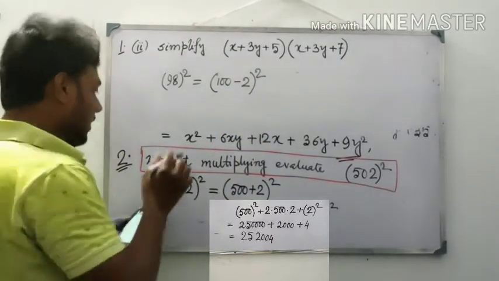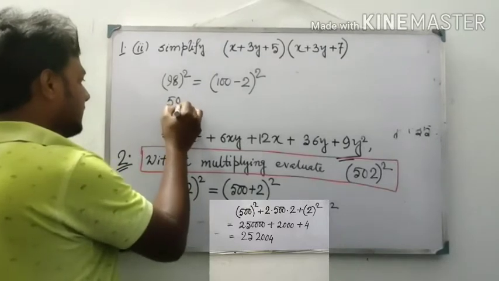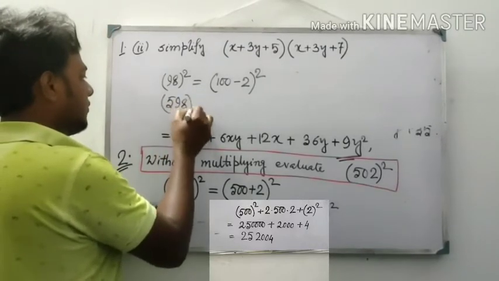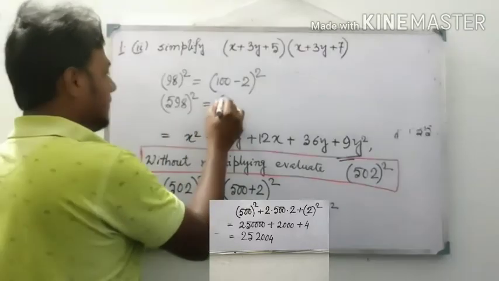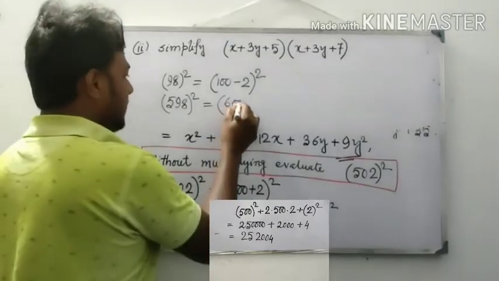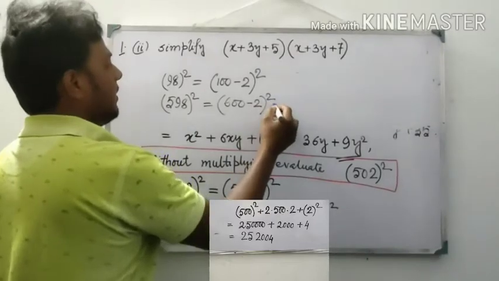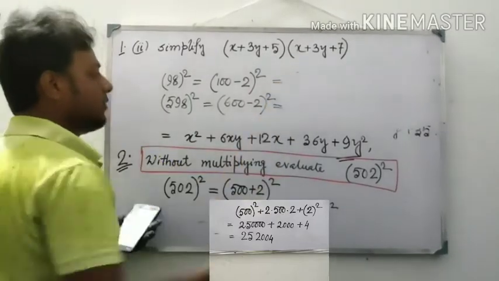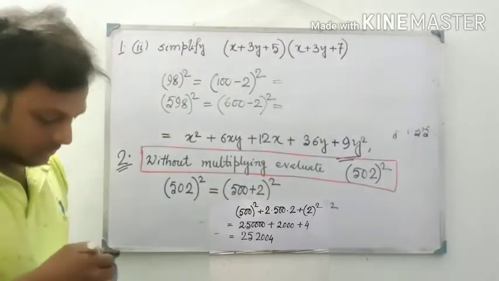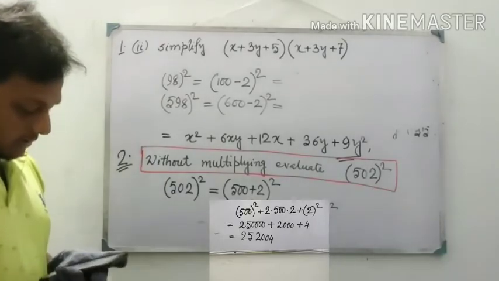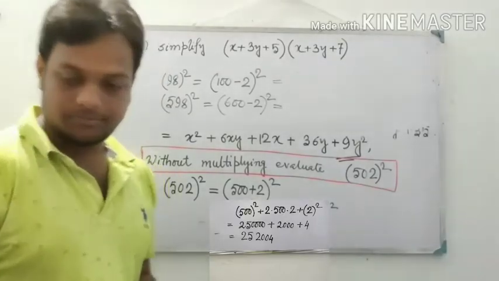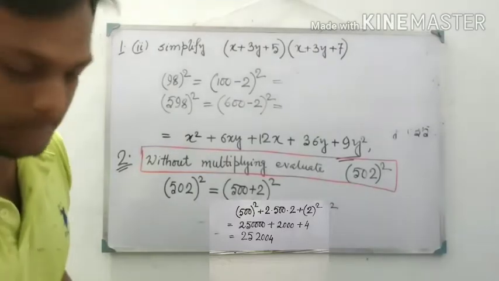Okay, and the last one is 598 square. It is easy also to complete. Subtract 2 from 600 and apply the rule of a minus b whole square, then you will get the answer. Understood? Next, the third number problem.